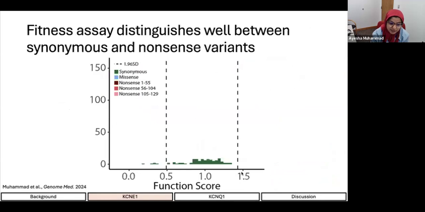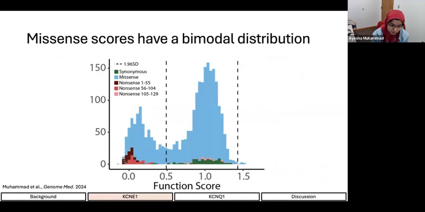We saw that our fitness assay distinguished well between synonymous and nonsense variants. So here on the x-axis is function score, and on the y-axis is frequency of variants. Our synonymous variants mostly congregated around a score of 1, and our nonsense variants mostly congregated around a score of 0, and then missense variants followed a bimodal distribution where the peaks corresponded with a peak around 0, indicating loss of function, and a peak around 1, indicating normal function or wild type like function.